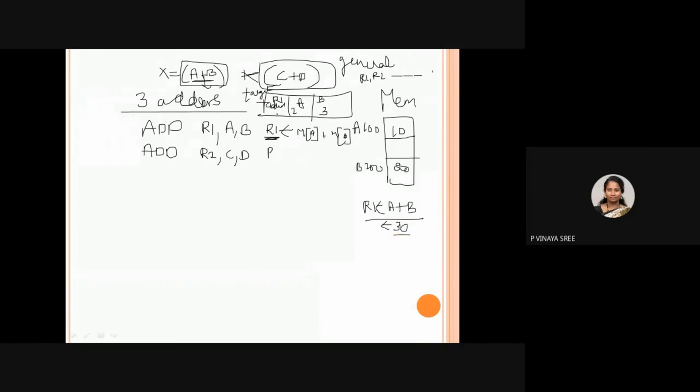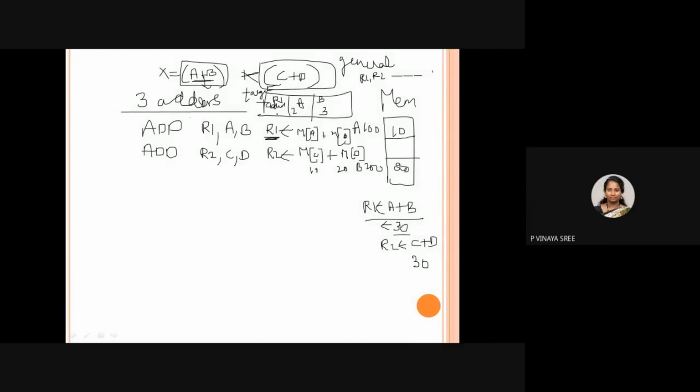in R2, we need to go to M of C plus, because we have addition, then M of D. So we go to the memory location of that particular operand address and get the data. Let us suppose this is also 10 and 20. We get the result in R2: in R2 we will have C plus D, which is nothing but 30. This 30 value we are storing in register R2.